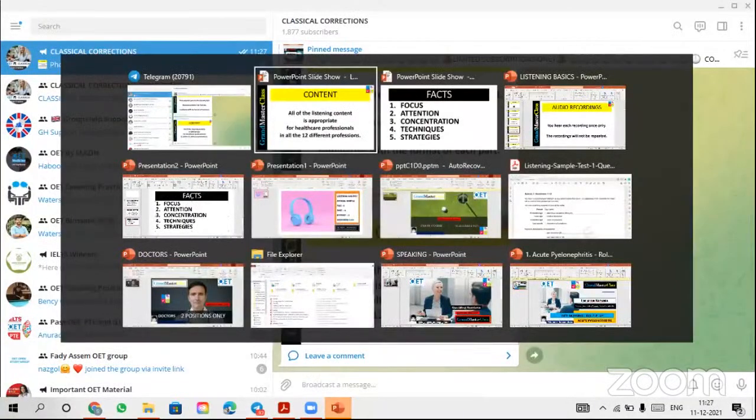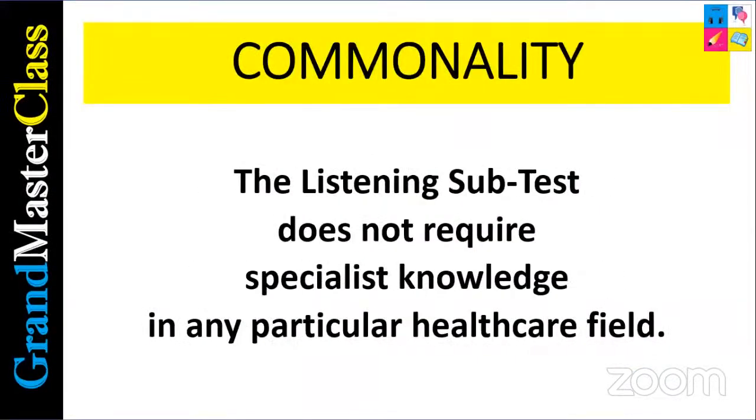So next, the listening subtest does not require specialist knowledge. It's general knowledge, not specialist knowledge. It's general knowledge, but special information. Information is special, but knowledge of English is general.